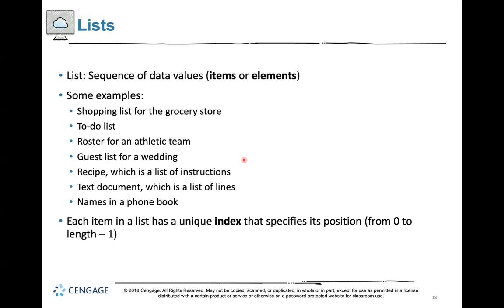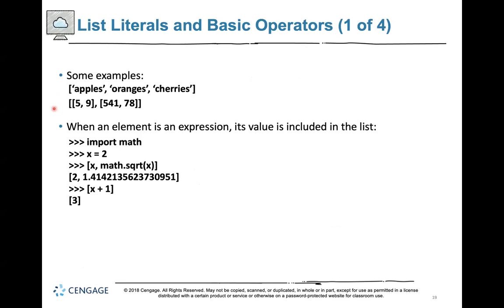Now, of course, each item in the list has a unique index. This is just like what we just saw with the string. A string is a sequence of characters, so they're very much similar in terms of what you can do with them. So the index also goes from 0 to the length minus 1. So here's how you declare a list as a literal. This is a literal list using the square bracket syntax, and the items are separated by commas. You may have nested lists. This is a list of lists. So this allows you to do sort of a multi-dimensional array in a way.